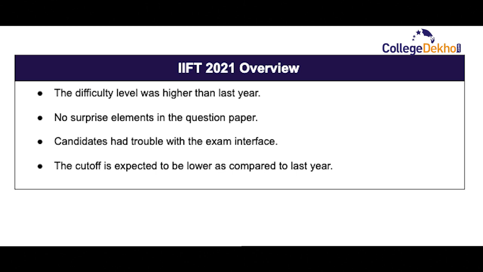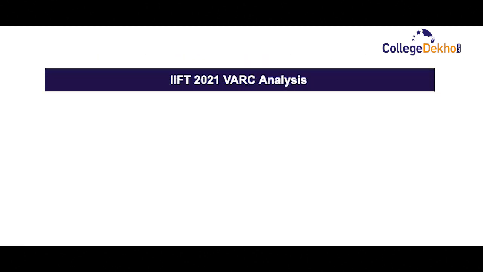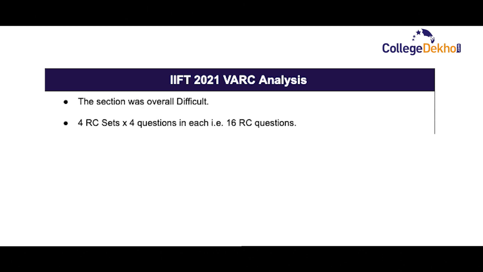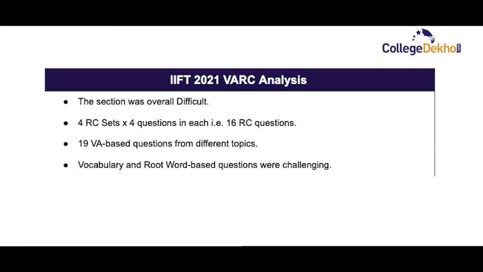Due to the high difficulty level of this year's exam, the cutoff is expected to be lower as compared to last year. The overall difficulty level of questions in the IIFT 2021 ranged from moderate to difficult. Taking a look at the section-wise analysis, the VARC section was reported to be quite difficult to attempt. There were 4 RC passages with 4 questions in each, and the remaining 19 questions were verbal ability based. Students had trouble tackling the vocabulary and root-based questions in this portion of the exam.